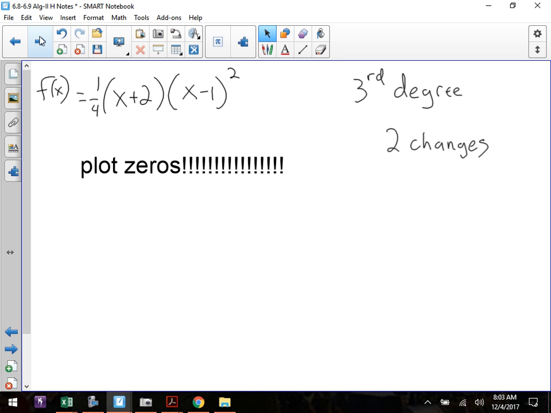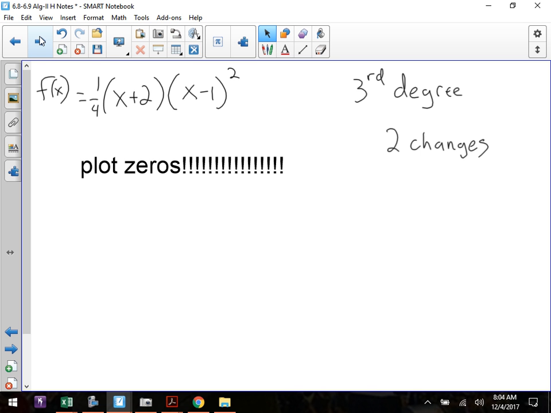First thing you worry about: we have f of x is 1/4 times the quantity x plus 2 times the quantity x minus 1 squared. Now, if you look at that, obviously it's a 3rd degree polynomial, which means you'll have 2 changes in direction.